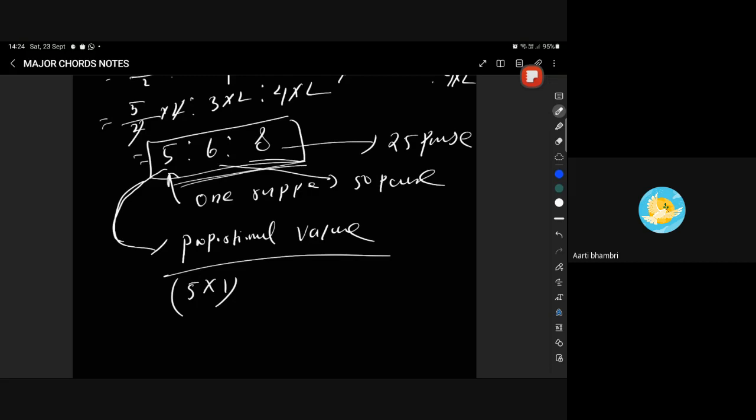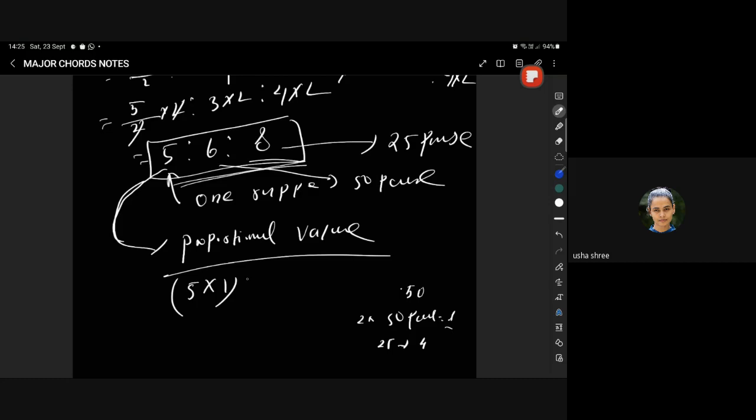For 50 paisa, 0.5 rupees or 50 paisa, two numbers of 50 paisa will give you 1 rupee. And 25 paisa, how many 25 paisa make 1 rupee? 4.